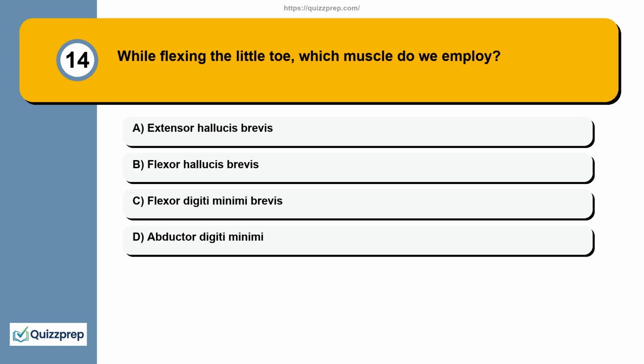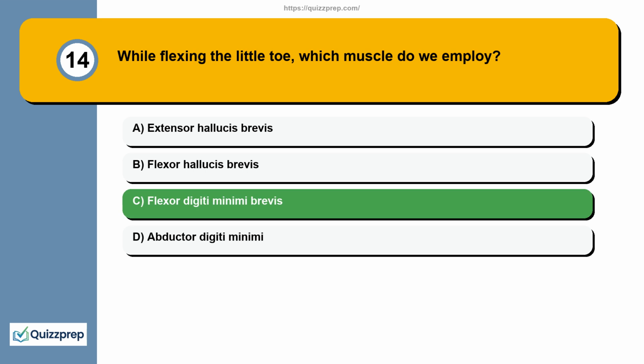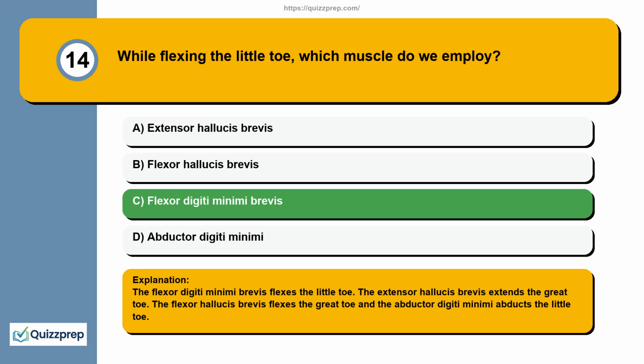Question 14. While flexing the little toe, which muscle do we employ? Extensor hallucis brevis, flexor hallucis brevis, flexor digiti minimi brevis, abductor digiti minimi. The flexor digiti minimi brevis flexes the little toe. The extensor hallucis brevis extends the great toe. The flexor hallucis brevis flexes the great toe and the abductor digiti minimi abducts the little toe.